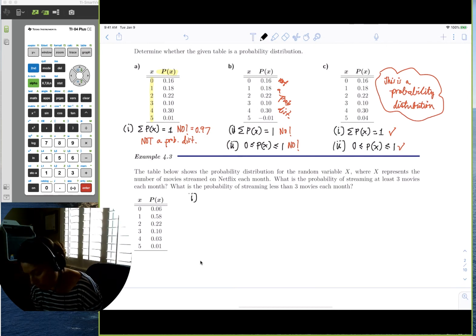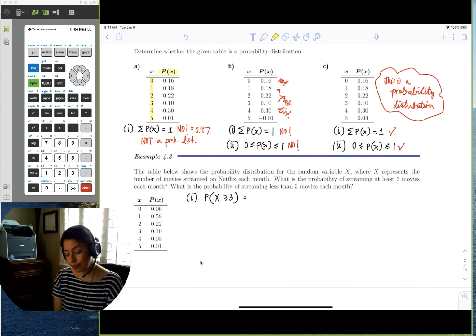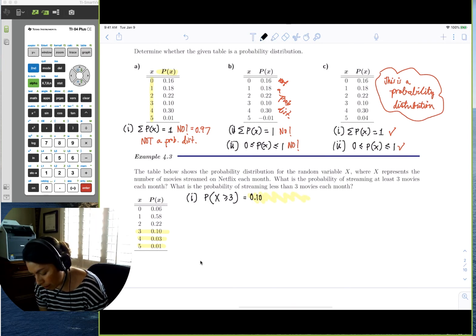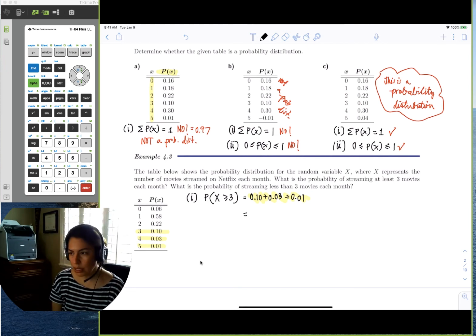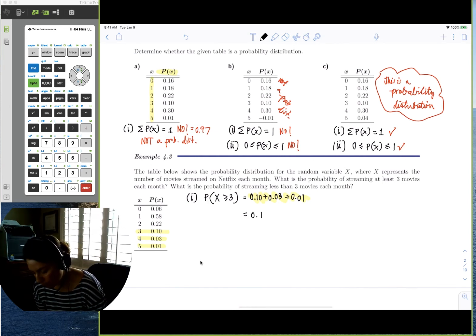The first one is, what is the probability of streaming? So x is the number of movies streamed on Netflix. What if this x is at least 3 movies? Well, at least 3, does that include 3? Yeah, it does. So at least 3 would be 3, 4, and 5. So I would add 0.1 plus 0.03 plus 0.01. They're already probabilities, so we don't have to calculate anything. We just need to add. So the probability of us streaming at least 3 movies is 0.14.